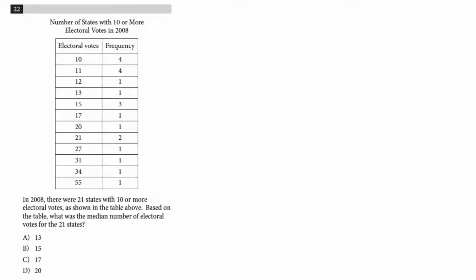Number 22. A number of states with 10 or more electoral votes in 2008. In 2008, there were 21 states with 10 or more electoral votes, as shown in the table above. Based on the table, what was the median?